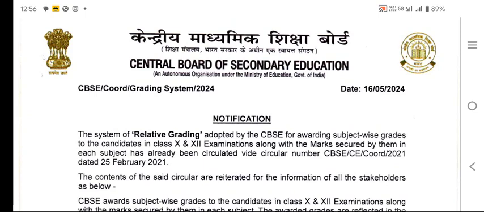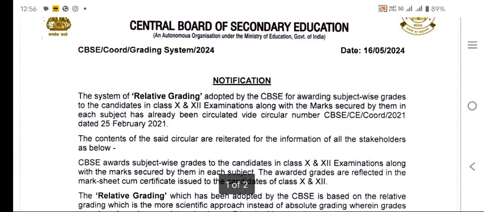Everyone, today I'm going to share with you a very important notification of the CBSE, regarding the relative grading. As you know, the result has been published by the CBSE a few days ago. We have received many queries from the principals and the students regarding the grading system.